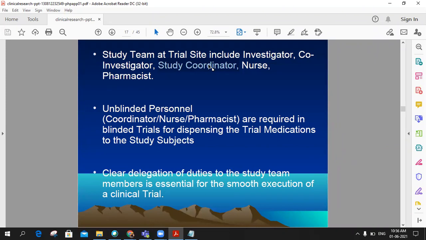And clear delegation of duties to the study team members is essential for the smooth execution of the clinical trial. The sites will have a lot of different forms. One of them is the DOA, the delegation of authority log form, wherein they have to clearly write the name of the person and his role: is he a doctor, an investigator, or a study coordinator, right? They need to mention their role and clearly write what responsibilities he is performing at the site, because they do not want others to see the data or perform this activity. So, for everyone to be sure who is working on this study at the site, they need to maintain that delegation of authority log.